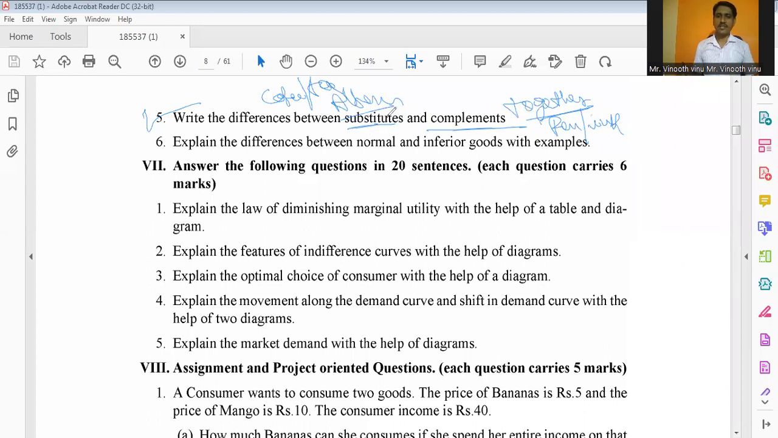The demand curve for substitute goods shifts towards the right. The demand curve for complementary goods shifts towards the left. The relationship between the price and quantity demanded of substitute goods is direct. The relationship for complementary goods is opposite. What are the differences? Okay, clear?